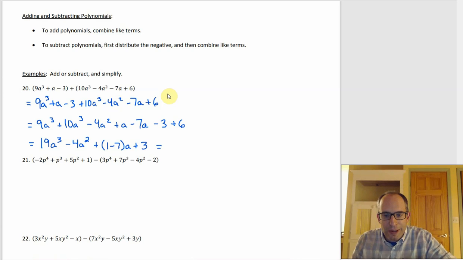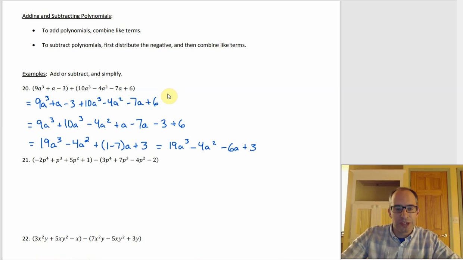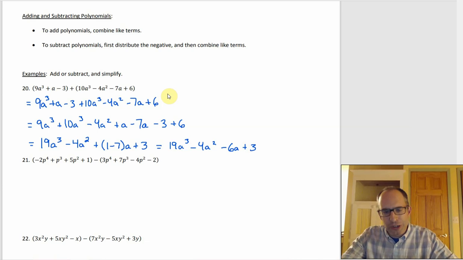So, okay, 19a to the third minus 4a squared. Either plus a negative 6a or just minus 6a. And since I'm out of room, I'm just going to go to the minus 6a here. And then plus 3. And that's it, right? That right there is the answer. So the addition is not that bad. You just kind of end up combining like terms together, and that's about it.